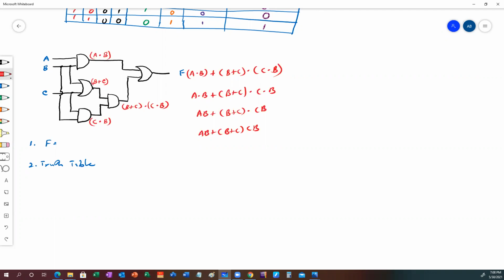Right. Let's have the truth table. A, B, C. Then A and B, then B or C within brackets, then C and B, then B or C and C and B, then the final one, A and B, OR, B or C and C and B. It's a long one.